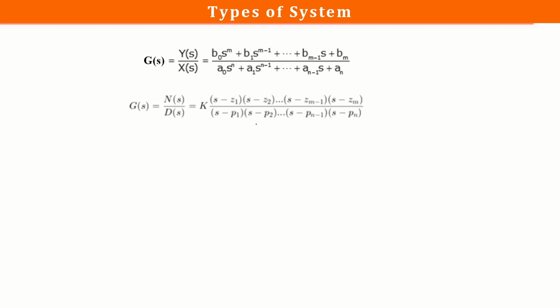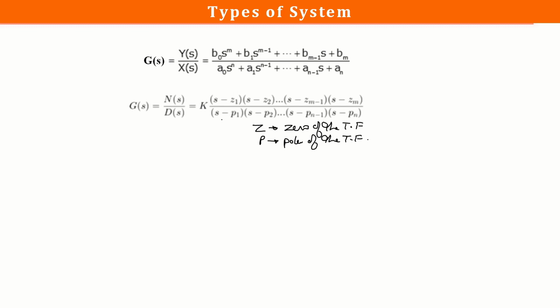Here z represents the zero of the system, or zero of the transfer function, and p represents the pole of the system or pole of the transfer function. If we want to define the zero of any transfer function, the zero of the system is that value of s in the numerator that will make the transfer function 0. So that is called the zero of the system.